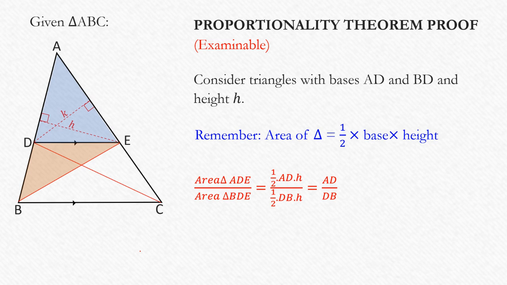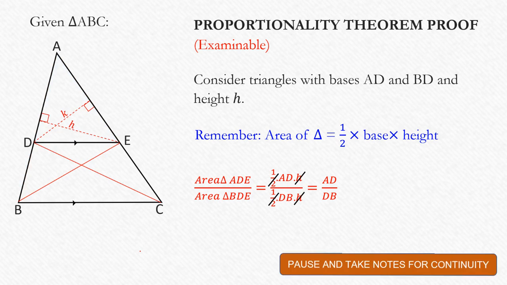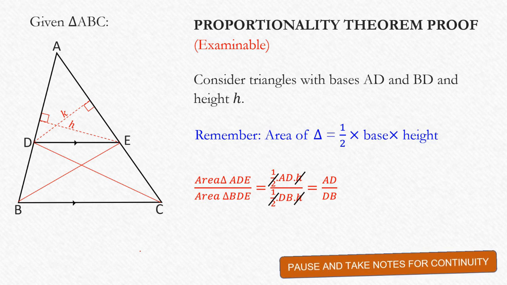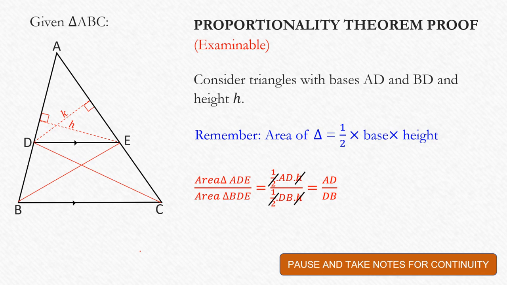The base is DB. Can you see that? And then the height again is H. And then if we say H divided by H, we get 1. Half divided by half, we get 1. Then we remain with area of triangle ADE divided by area of triangle BDE is equal to just AD over DB. Okay, you can pause here and just take your notes.